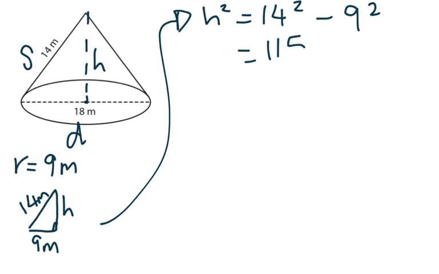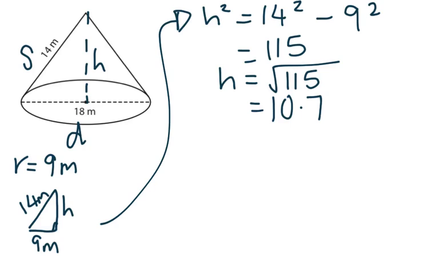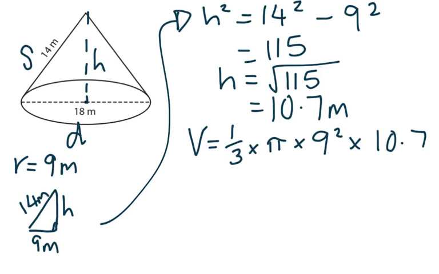which is 115, and then we need to do the square root to find the height, which is 10.7 meters to 1 decimal place. So now that we have the radius and the height, we can use our volume formula, and we would do 1/3 times pi times 9 squared times 10.7. And we get 907.6 meters cubed to 1 decimal place.